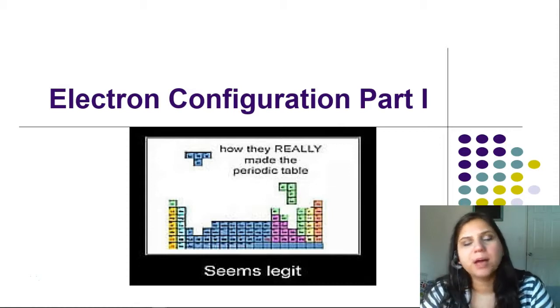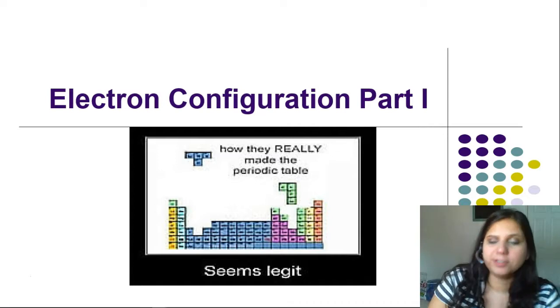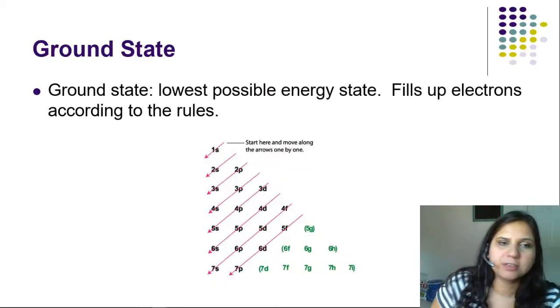We've already talked about atomic orbitals and how you draw an orbital diagram. So now we're going to go a little further into electron configuration.